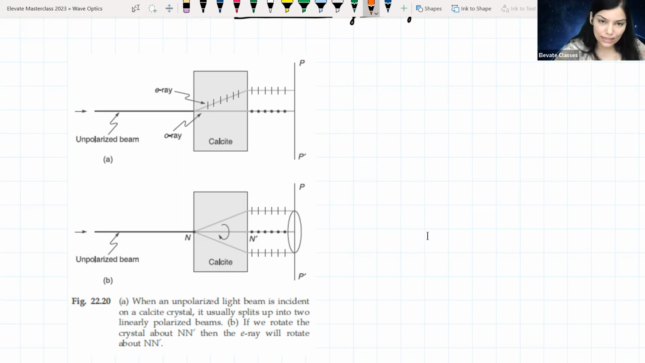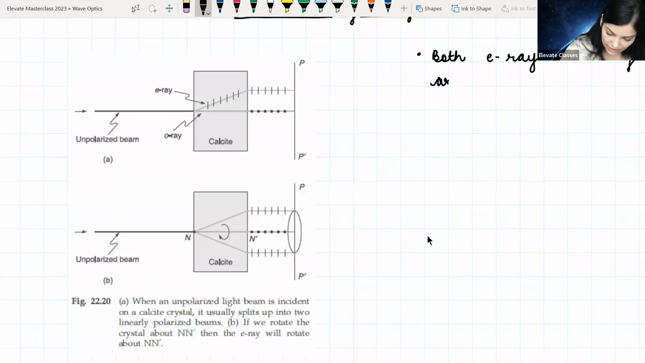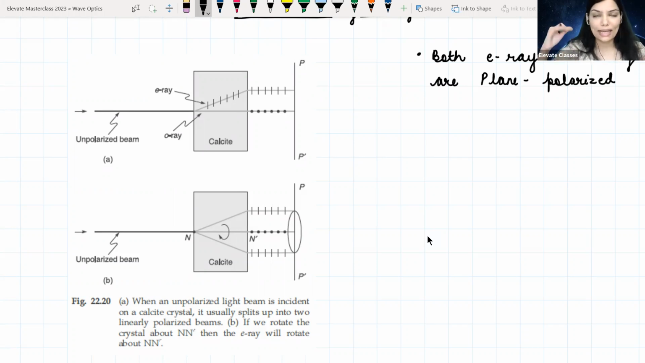So you can mention it, you can actually write it here that both E ray and O ray are plane polarized. So this is a property कि अगर मैं कोई भी बायरफ्रिंजेंट मटेरियल लूंगी, कोई भी ऑप्टिकली अनआइसोट्रोपिक मटेरियल लूंगी, which is undergoing some kind of, which is making the incident beam undergo some kind of double refraction. So my extraordinary and ordinary ray will come out to be plane polarized.